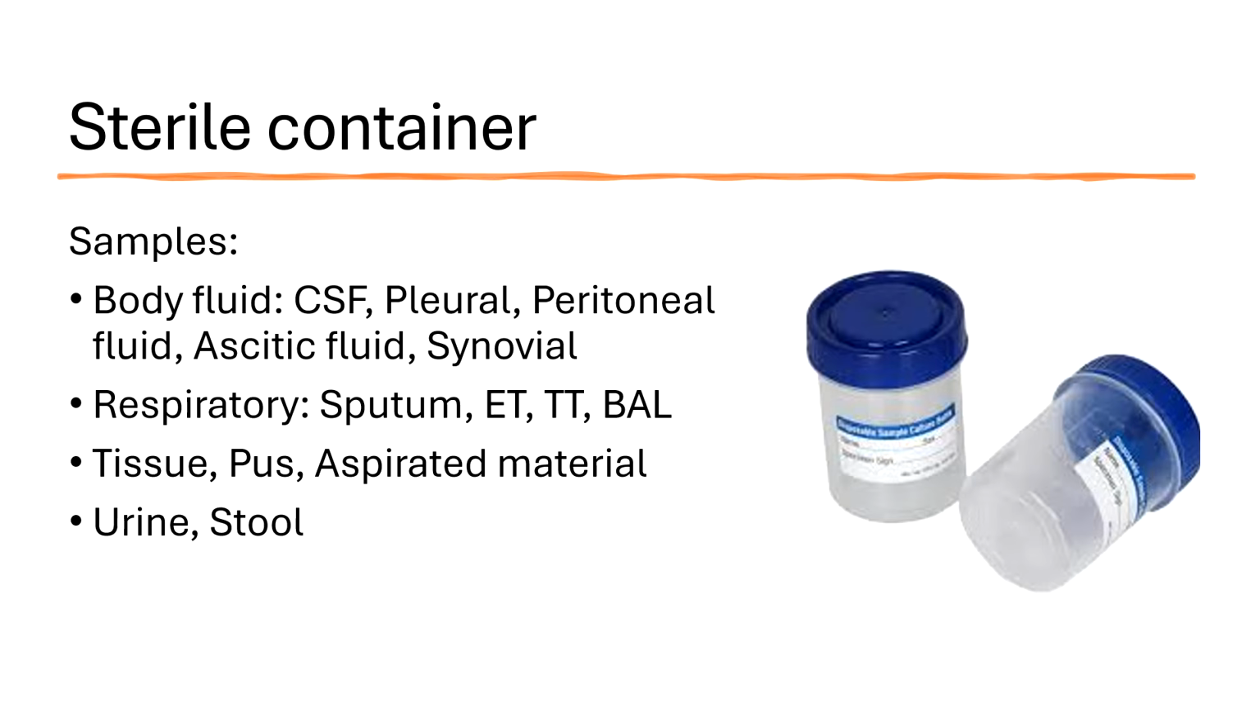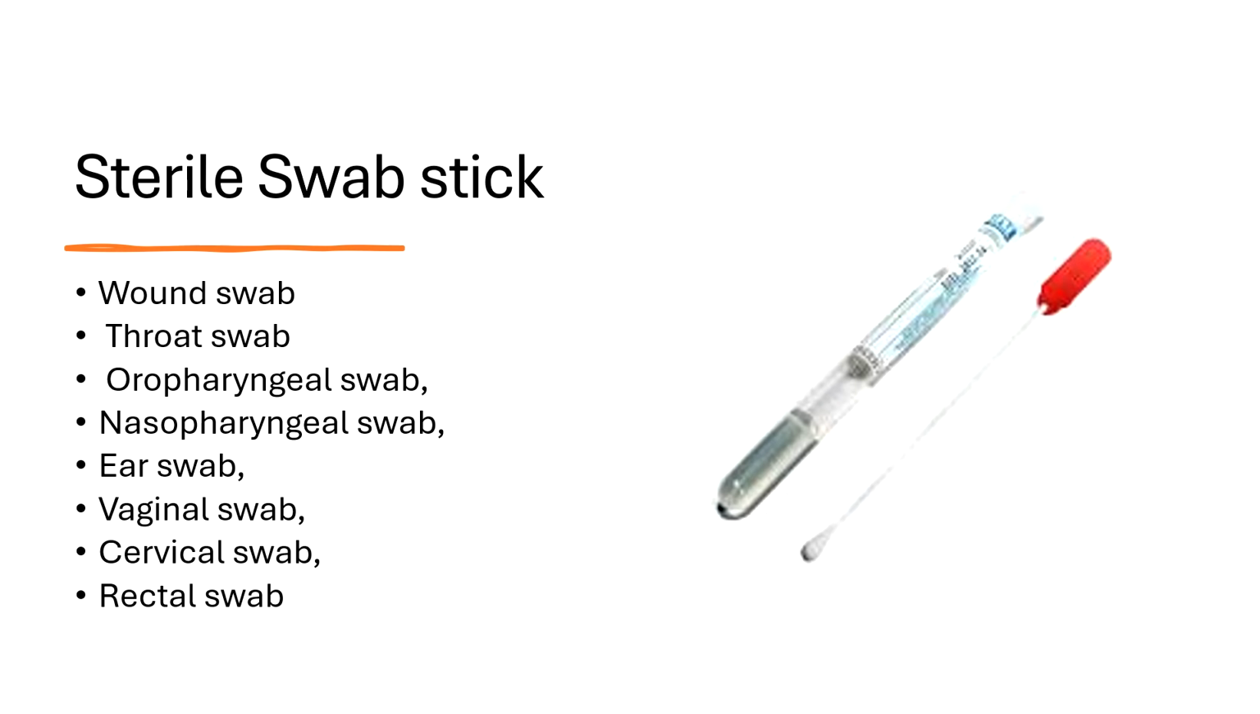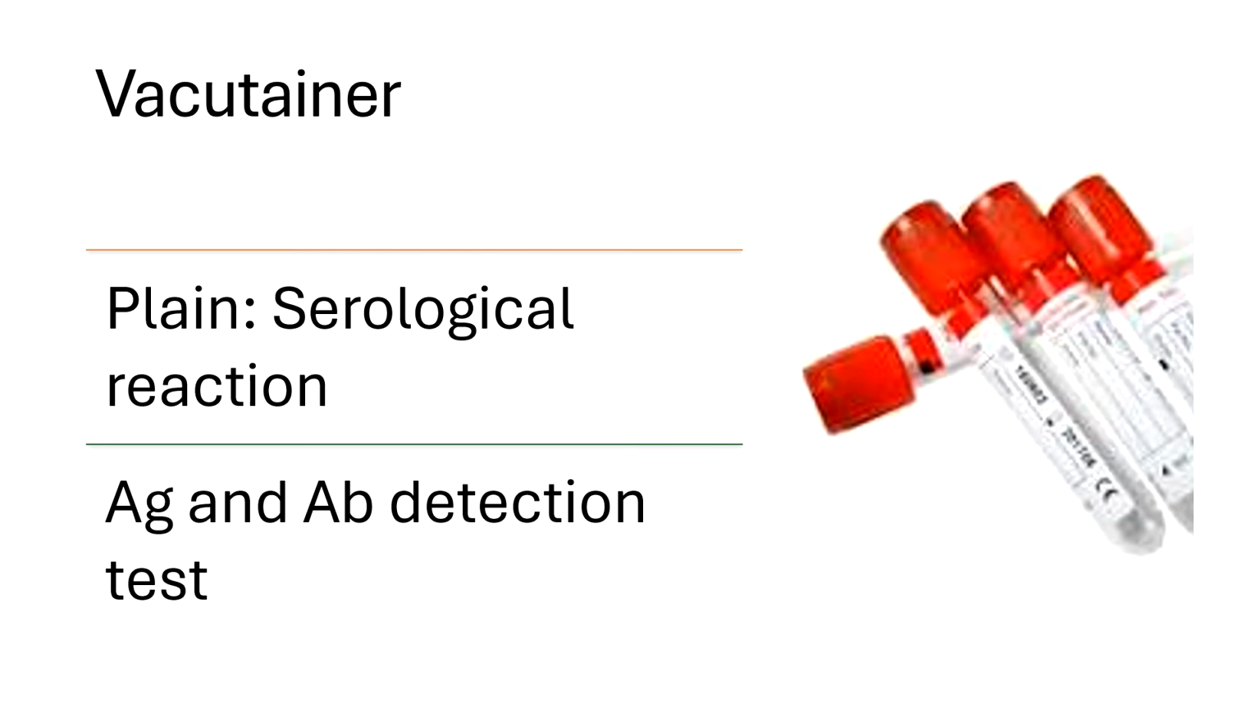Now this is a picture of a sterile container. The samples to be collected in this are various body fluids: pleural, peritoneal, CSF, ascitic, respiratory samples like sputum, ET, TT, bile, tissue, pus, urine as well as stool. This is a sterile swab stick used for the collection of a bacterial culture. You can take a swab from a wound, throat, oropharyngeal, nasopharyngeal, ear, vaginal, cervical as well as rectal swab.